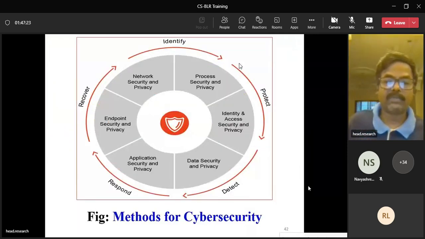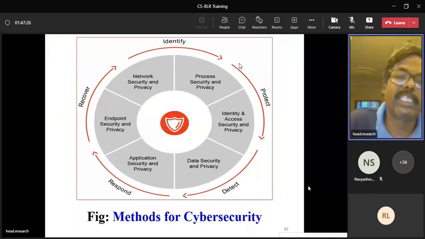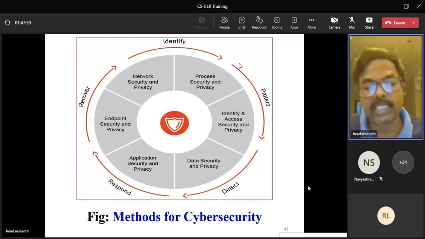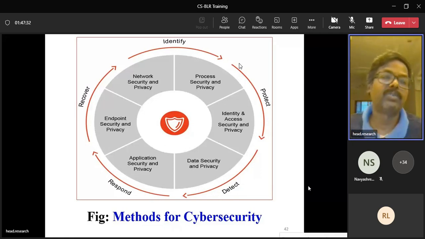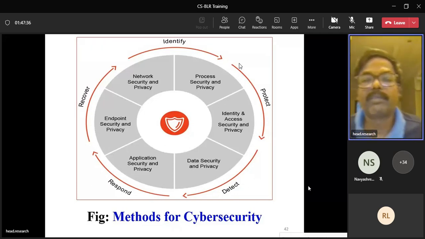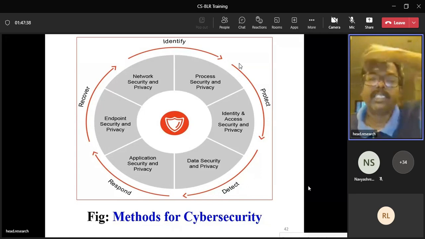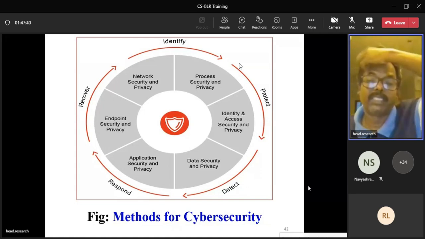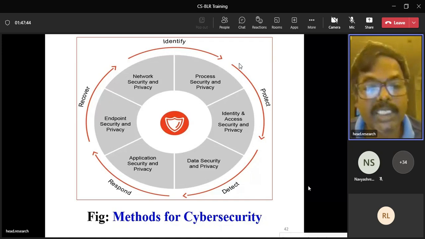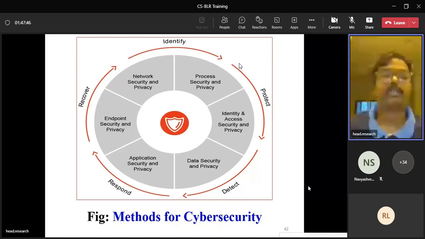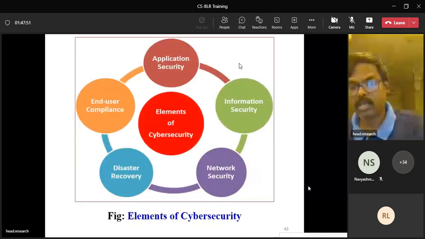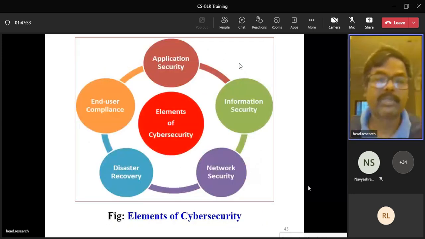So methods for cyber security: you need to identify the threats, protect against the threats, detect the threats, respond to the threats, and recover from the threats. Of process security and privacy, identity and access security and privacy, data security and privacy, application security and privacy, endpoint security and privacy, network security and privacy. These are the elements of cyber security.